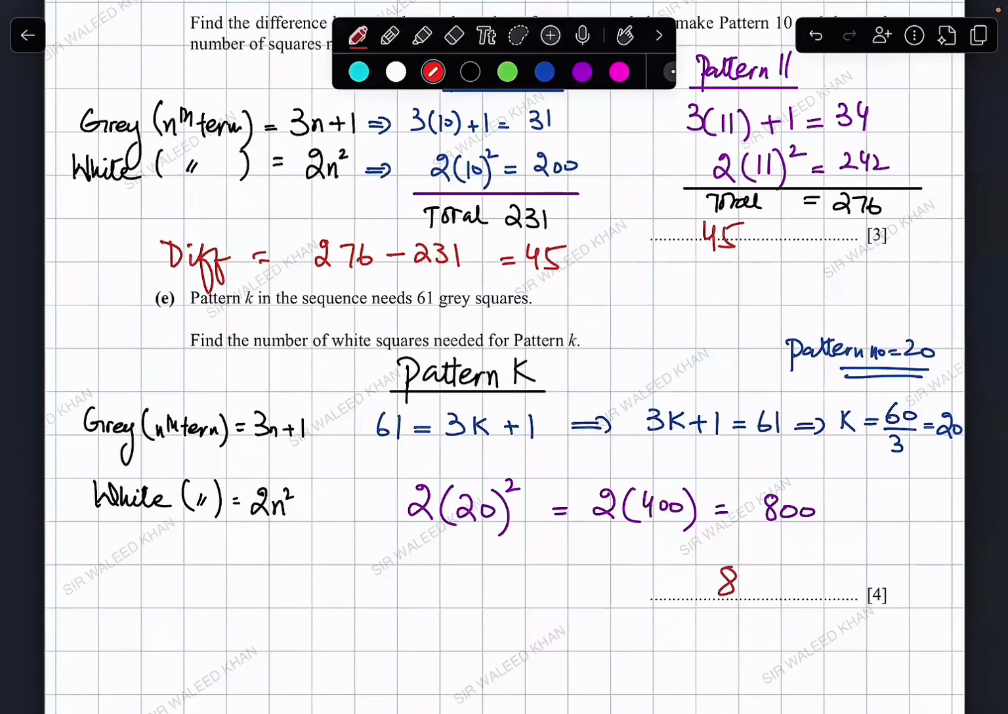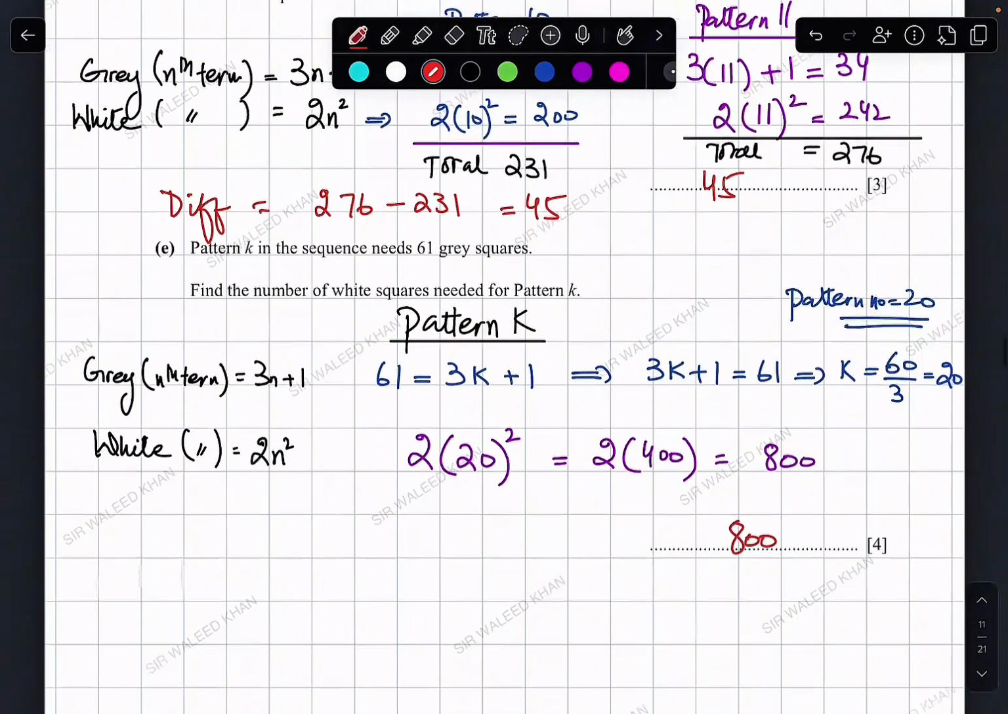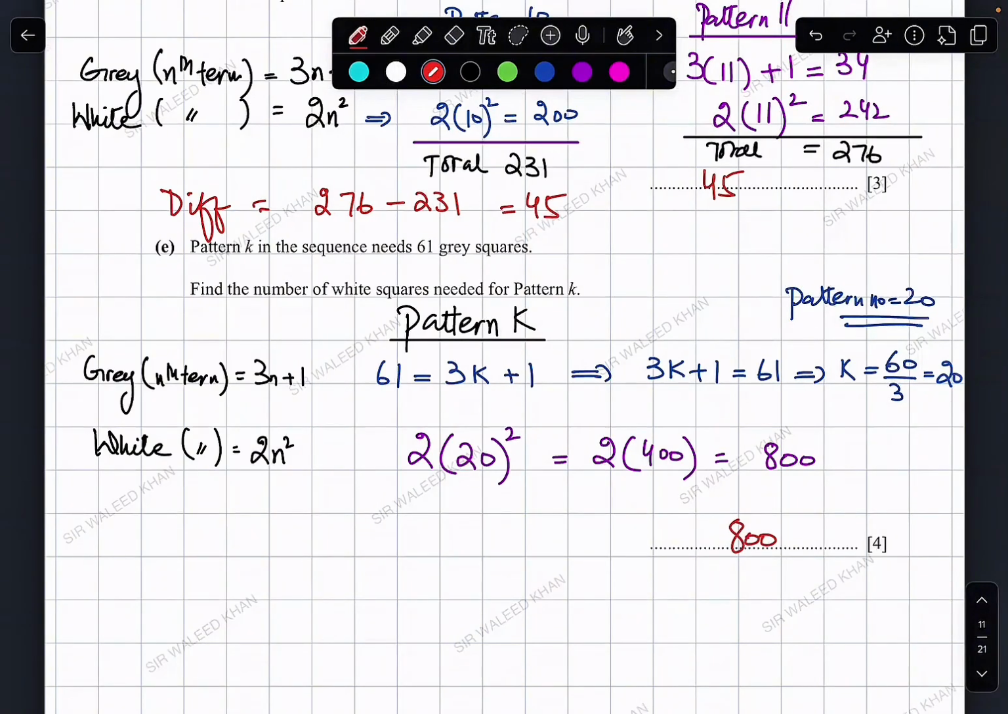Is that clear? Anyone with a question? We figured out the pattern number. Yes, Ismail, ask.